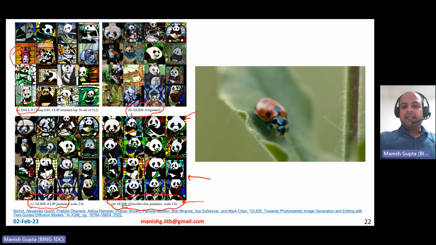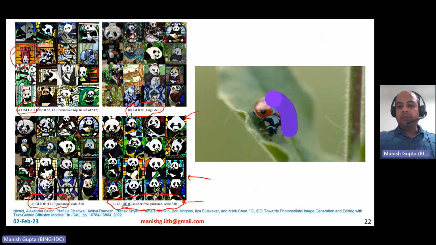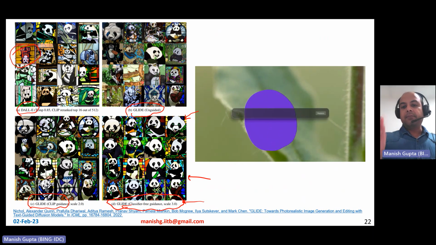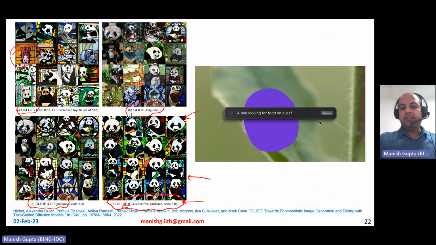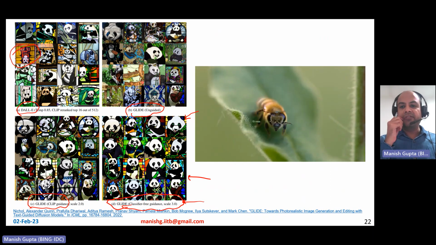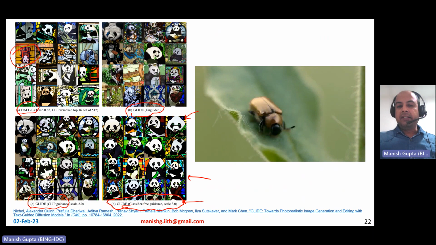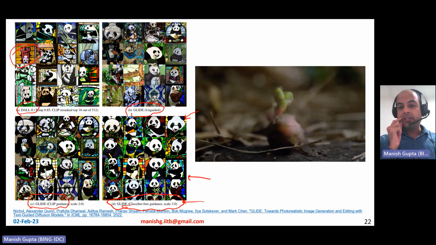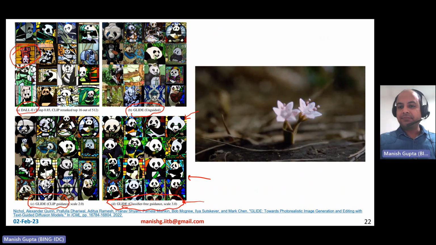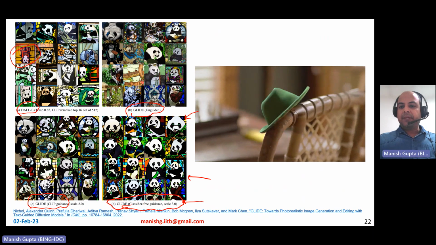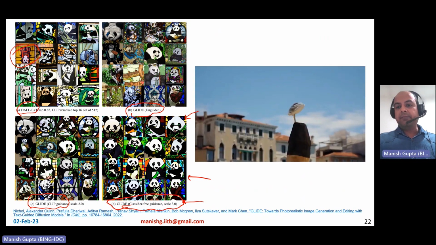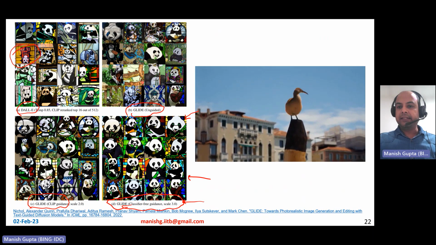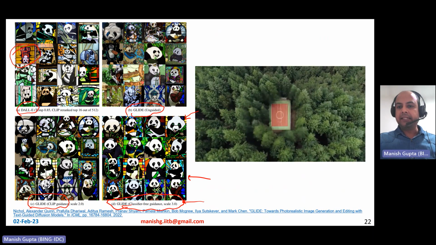Here is an example of inpainting, what people can do with inpainting. You could highlight some part of an image, such as the leaf, and then just say, hey, a bee is looking for food on the leaf. You can actually do these kinds of things using inpainting technology now. This is pretty powerful. In fact, it could have big implications in the movie industry and in interior design.